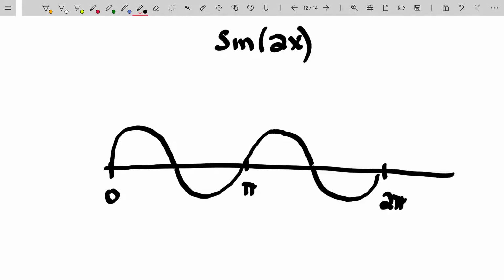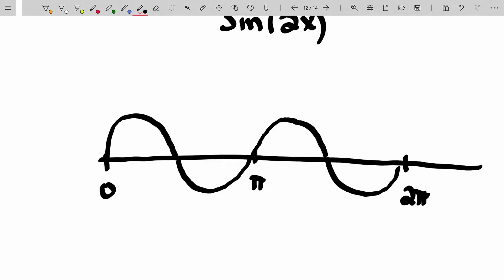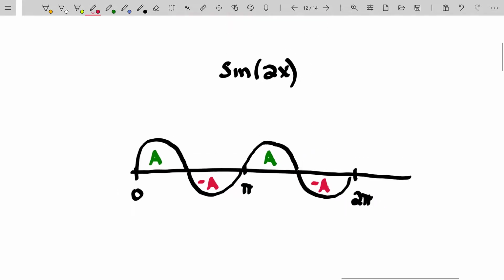And if you think about that, that just means that the area underneath the curve, so you have some signed area here, that should be the same as that area there, but the area underneath the curve should be the opposite, right? And they should cancel out. So if I were to integrate sine of 2x from 0 to 2 pi, it should be 0, geometrically speaking.